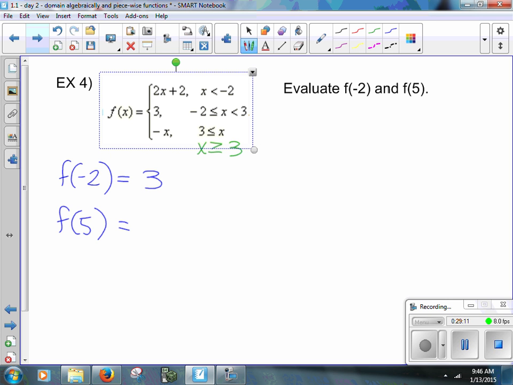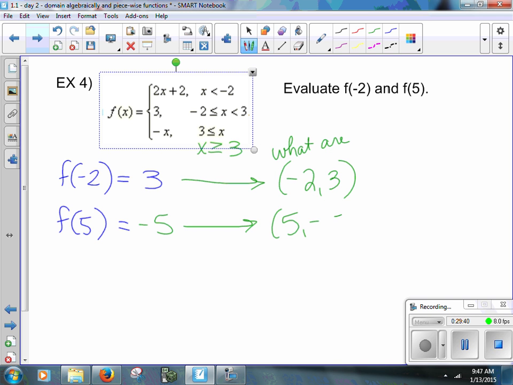X is greater than or equal to 3, so where am I plugging in the 5? Which piece of the function? Into the negative x. So it's not going to be negative x, but it's going to be -5. Hey, what are the resulting ordered pairs?